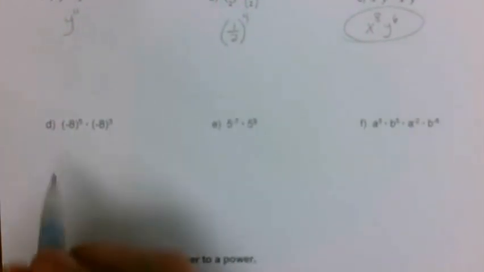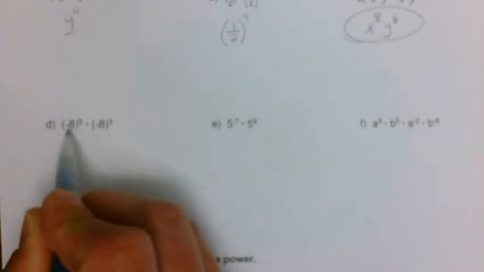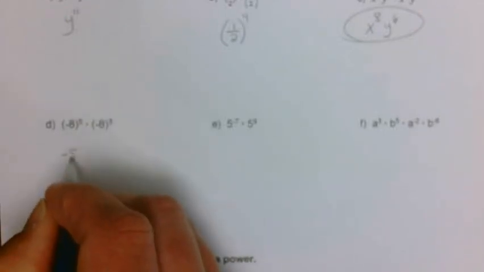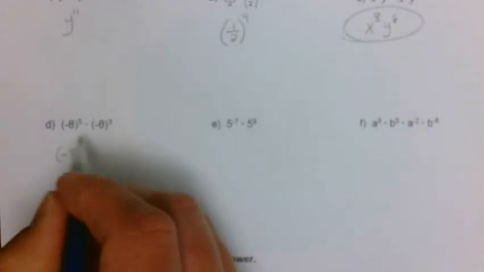In example D, we have negative 8 to the fifth times negative 8 to the third. Our base is the same, so we're going to keep it. And since it's negative, put it in parentheses. And then add the exponents. 5 plus 3 is 8. So we get negative 8 to the 8th power.